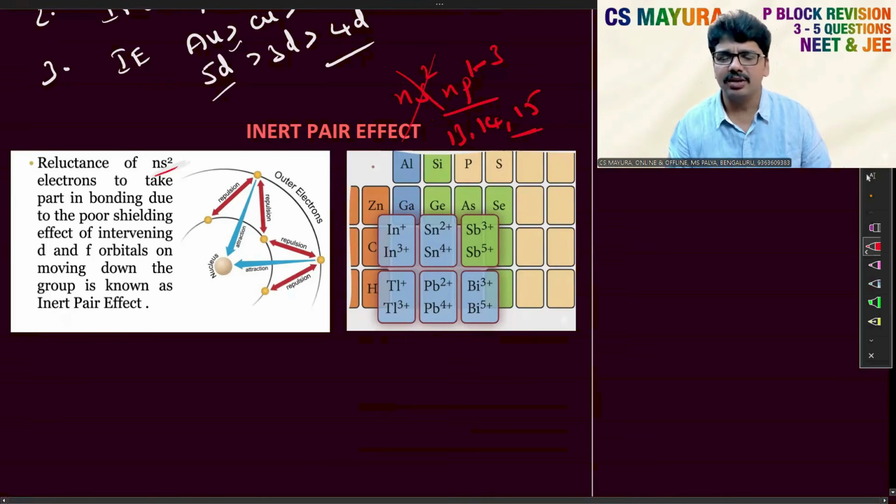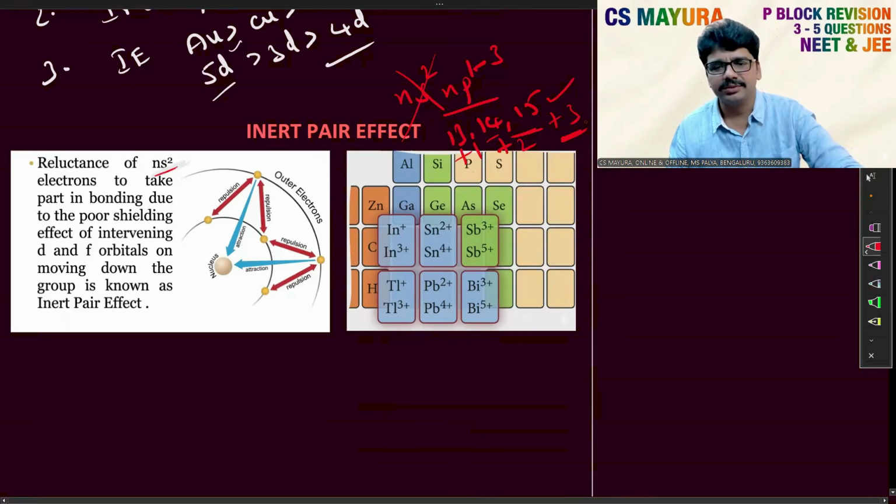When NS electrons do not participate, in 13th group elements, only one electron is involved. From the 14th group, only 2 electrons are involved. From the 15th group, 3 electrons are involved. Therefore, the 13th group last element shows only +1 oxidation state. The 14th group last element shows +2 oxidation state. The 15th group last element shows +3 oxidation state. So this is a result, or effect, of lanthanide contraction.